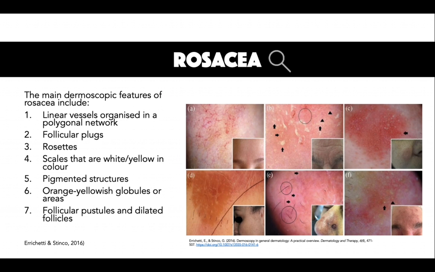Rosacea. The main dermoscopic features of rosacea include linear vessels organized in a polygonal network. Other identifying features are follicular plugs, rosettes, scales that are white or yellow in color, pigmented structures, orange to yellowish globules, follicular pustules, and dilated follicles.